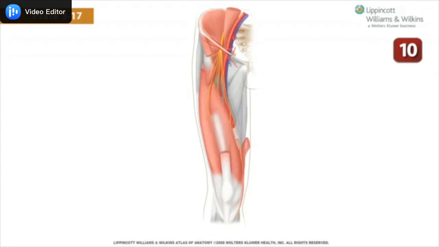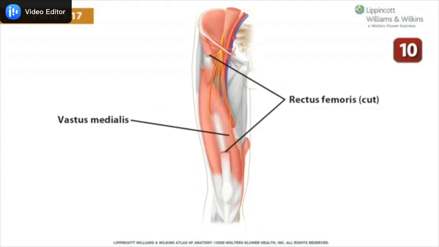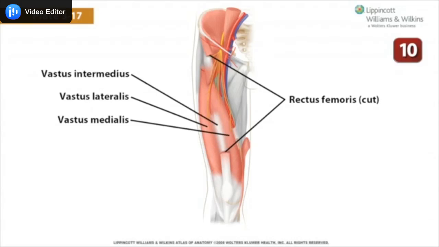The remaining four muscles in the anterior compartment of the thigh are the members of the quadriceps. They are the rectus femoris and the three vasti muscles: the vastus medialis, the vastus lateralis, and, deep to the rectus femoris, the vastus intermedius. The rectus femoris originates from the anterior inferior iliac spine and is the only quadriceps muscle that crosses the hip joint. The vasti muscles originate from the shaft of the femur.